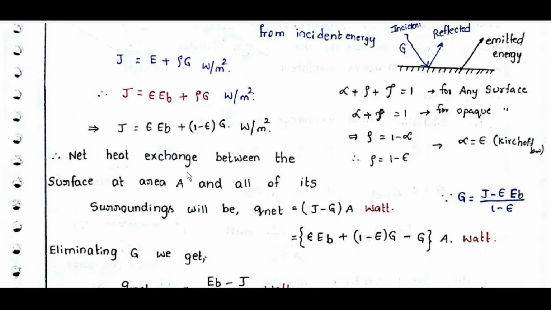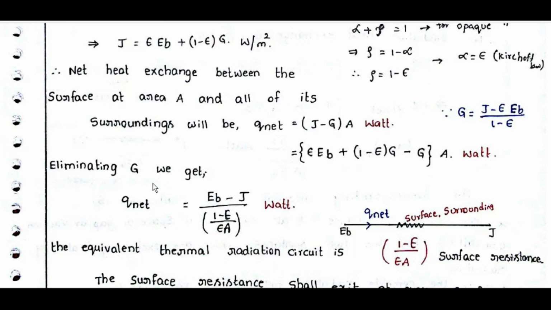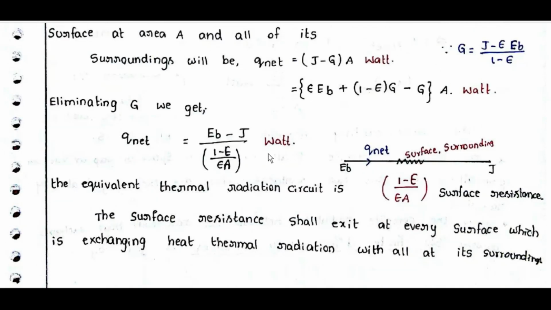The net heat exchange between the surface of area A and all its surroundings will be Q net is equal to J minus G into A. G is equal to J minus epsilon EB by 1 minus epsilon. Q net is equal to epsilon EB plus 1 minus epsilon into G minus G, into A. Eliminating G, we get Q net is equal to EB minus J by 1 minus epsilon by epsilon A watt. Between EB and J, Q net flows through the surface resistance 1 minus epsilon by epsilon A, which is the surface resistance.